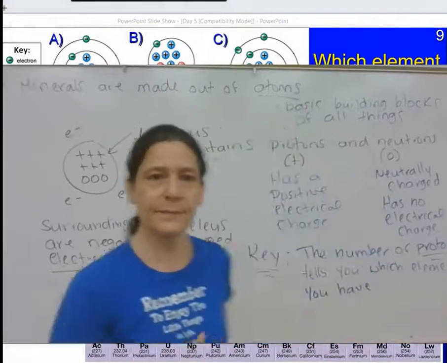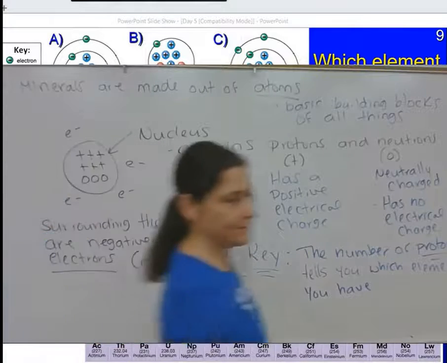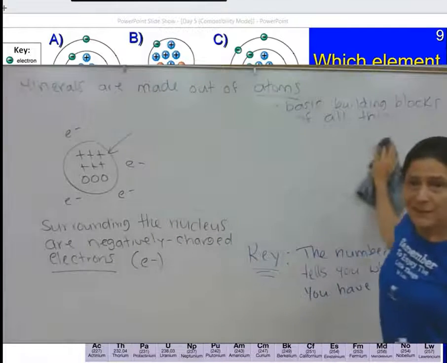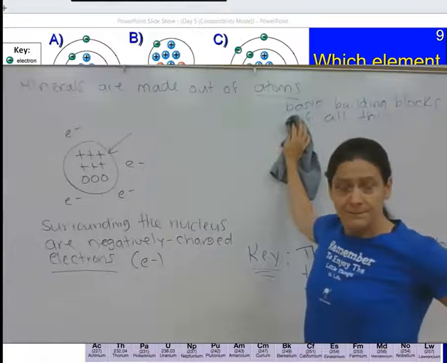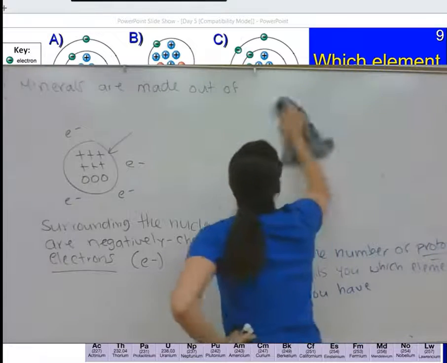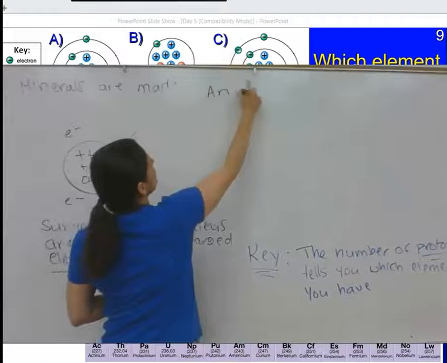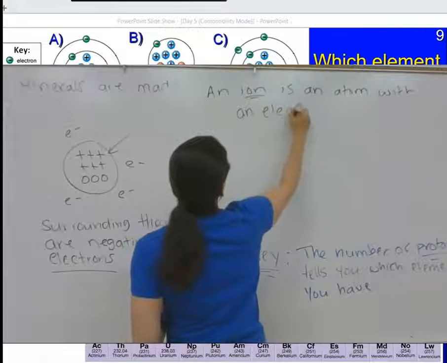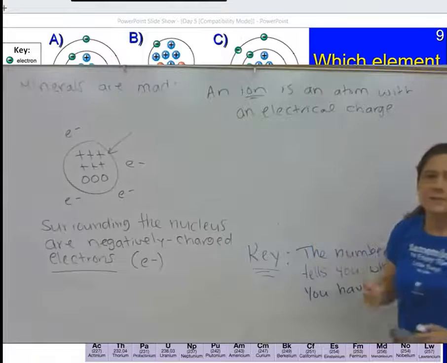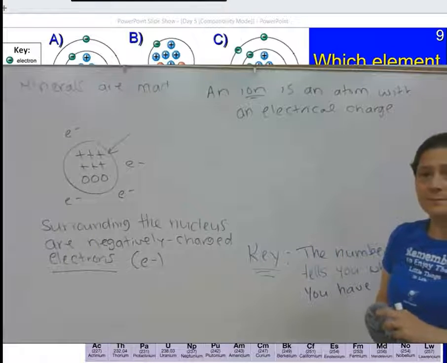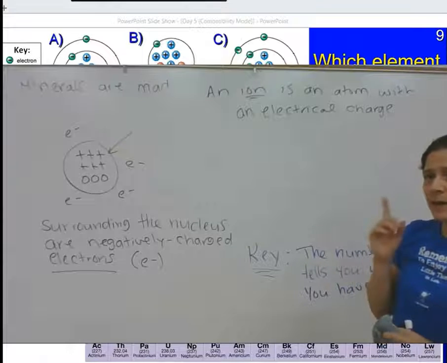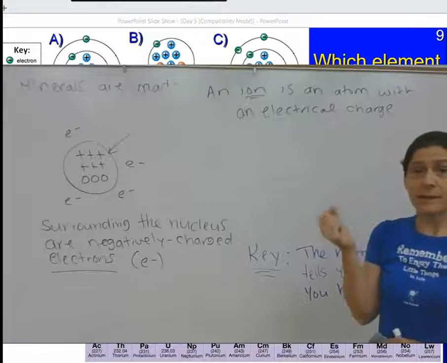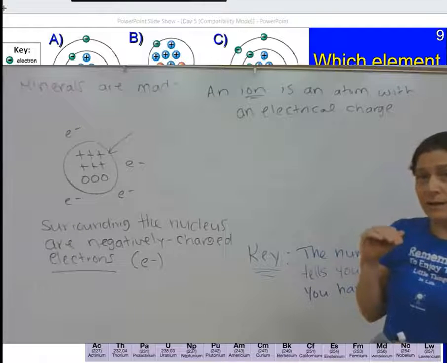Okay, I am going to get rid of this because I need to get rid of something. Okay, so an ion, and you don't need to wait for me to write it, you can get started right now. An ion is an atom with an electrical charge. So again, an ion is an atom with an electrical charge. And what gets some people about this is that all atoms are made out of electrical bits, the protons and the electrons. But they don't all have an overall electrical charge.